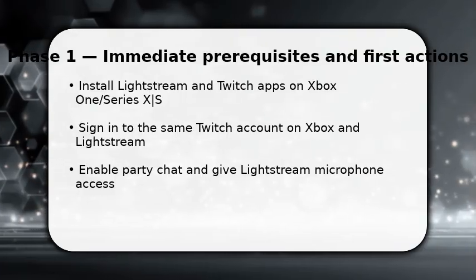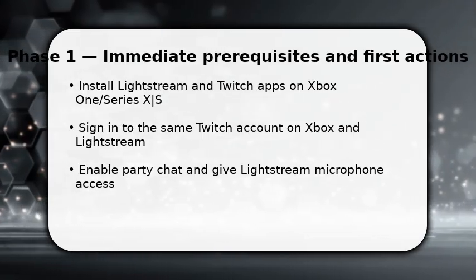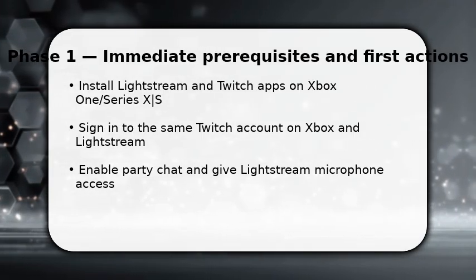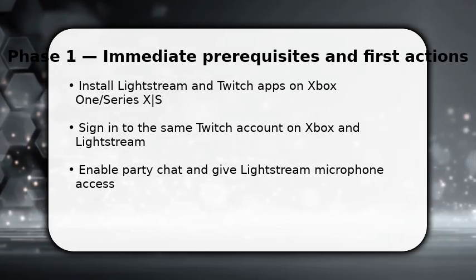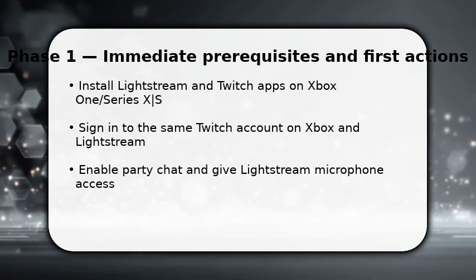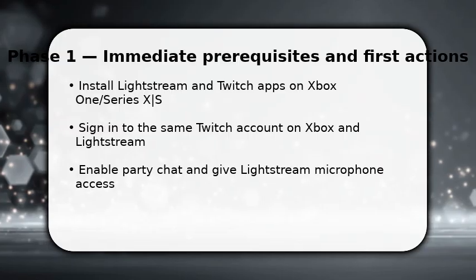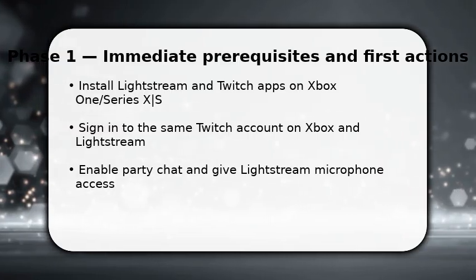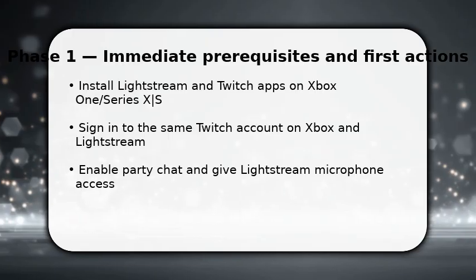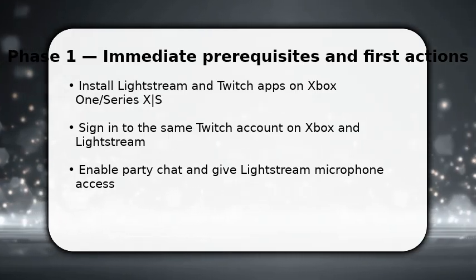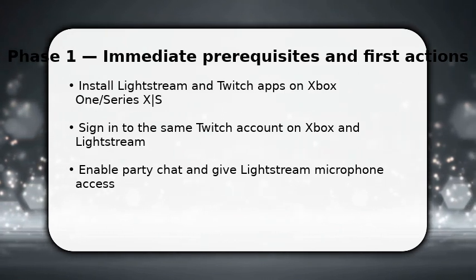You start by opening the Twitch app on your Xbox, sign into your account, and then launch Lightstream on a PC or phone. Once signed in, link the same Twitch account in Lightstream. This shares stream permissions. Make sure Party Chat is enabled and Lightstream has microphone access so your voice and Xbox audio route correctly. Do this now because cross-account linking avoids delays later. It also lets you control overlays and scenes remotely, which speeds setup once you start broadcasting.